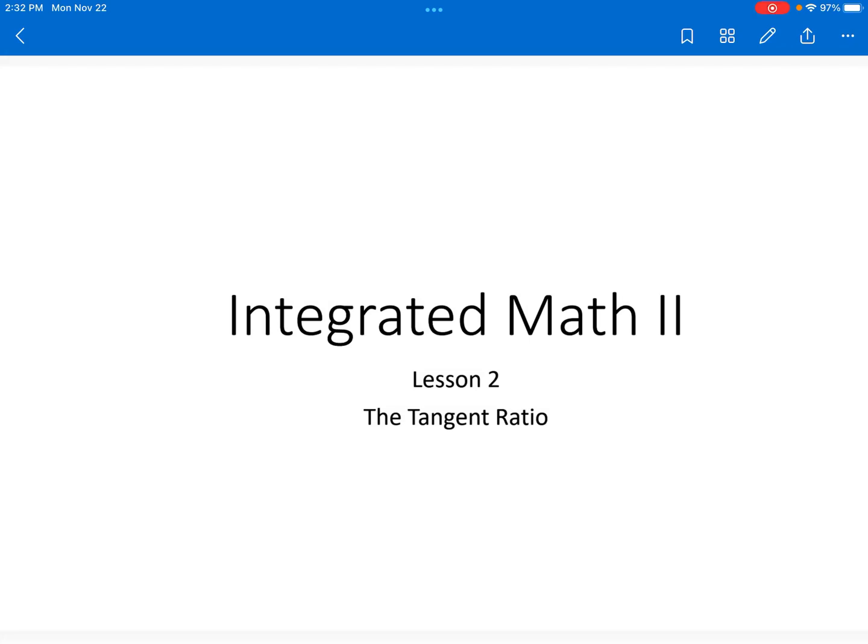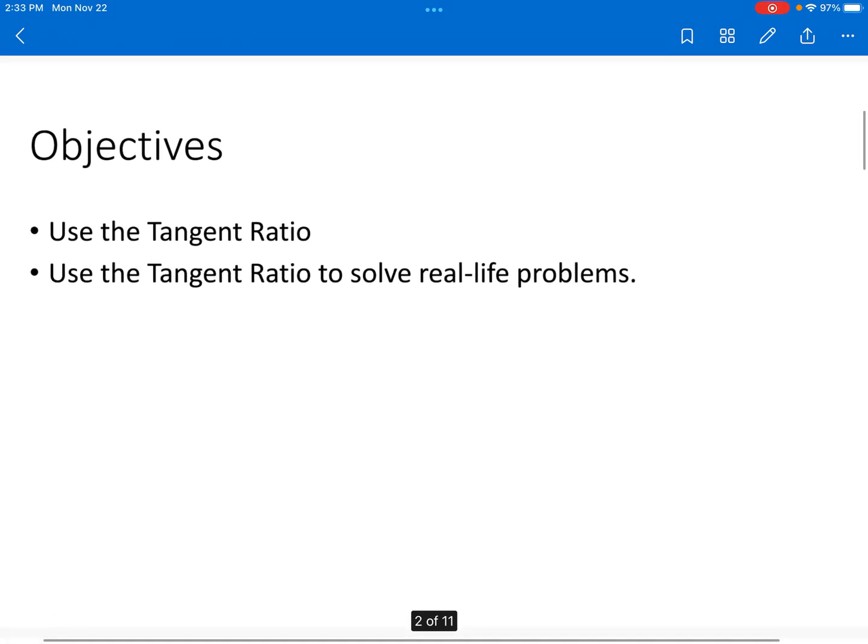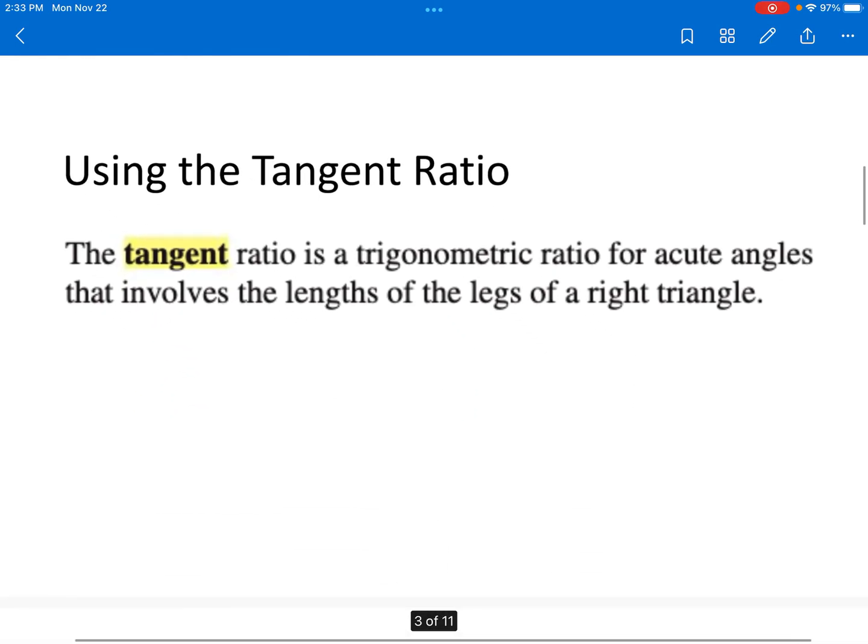All right, today's lesson is our first foray into trigonometry, which is the measurement of triangles. And we're going to talk about the tangent ratio first. First of all, we're going to understand what it is, and then we're going to use it to solve problems.